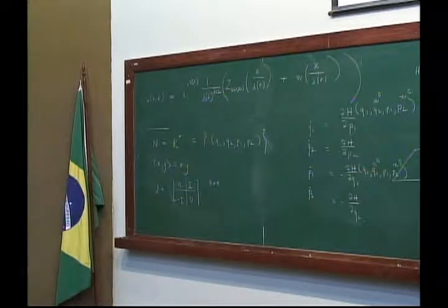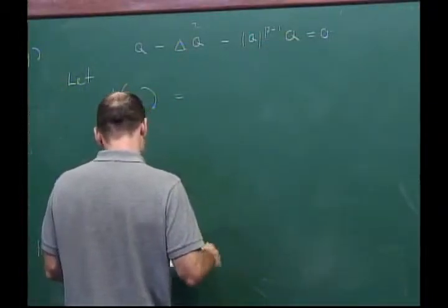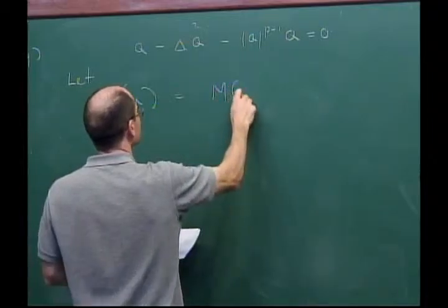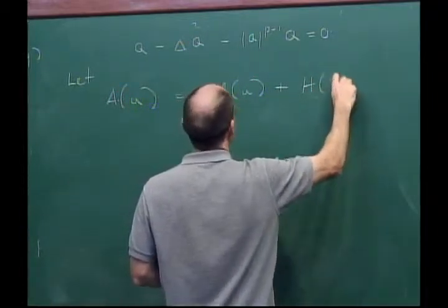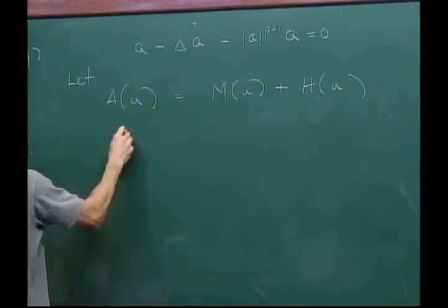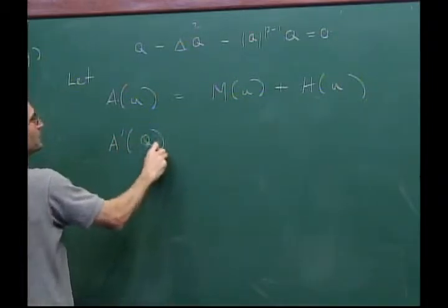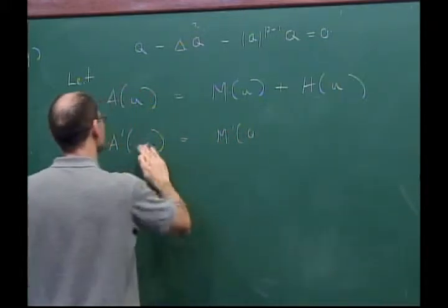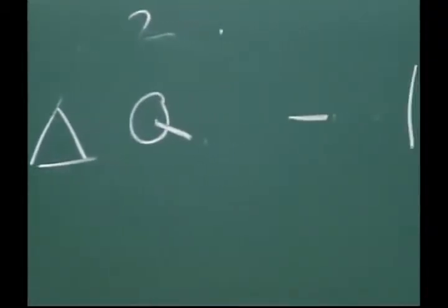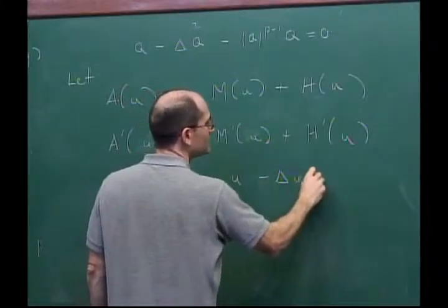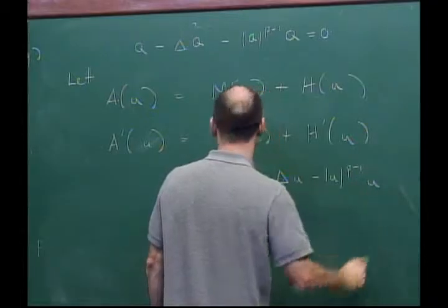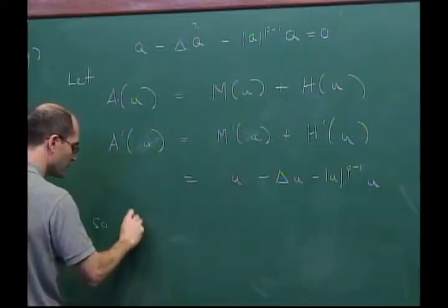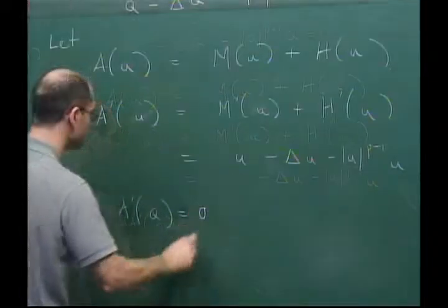It is convenient to observe that that is the stationary point of the functional A, which is just the mass plus the energy. All right, because if I look at what is A prime of Q, A prime of U is M prime of U plus H prime of U. And that is just U minus Laplacian U minus U to the P minus 1 times U. So A prime of Q is equal to 0.